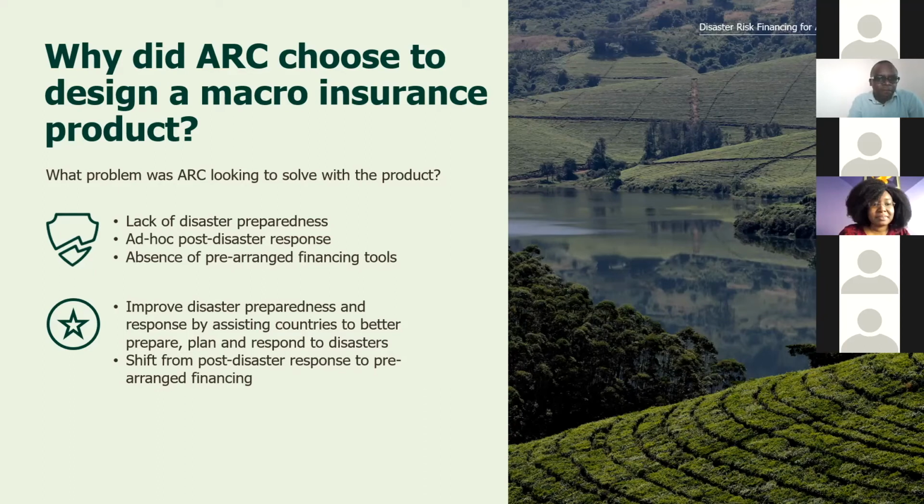So why was ARC actually formed? Essentially, ARC was formed at the instigation of the heads of state, who realized that there was a lack of disaster preparedness, and that led to very ad hoc post-disaster response in the absence of pre-arranged financing tools. So with ARC, the value proposition is to improve disaster preparedness and response by assisting countries to prepare, plan, and respond to disasters, and more importantly, to shift from post-disaster response to pre-arranged financing.